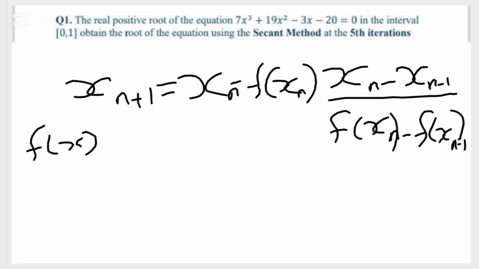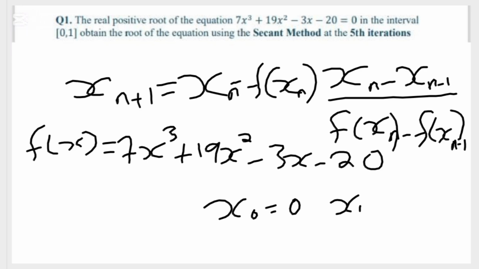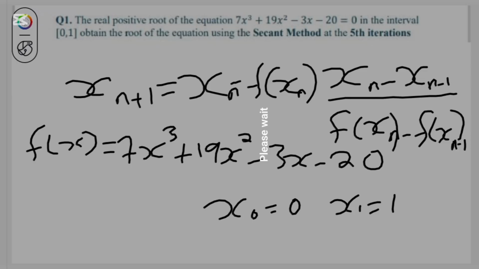I'll say f of x will be 7x cubed plus 19x squared minus 3x minus 20. So this is the function. Therefore I'm going to choose x0 to be 0 and x1 to be 1.